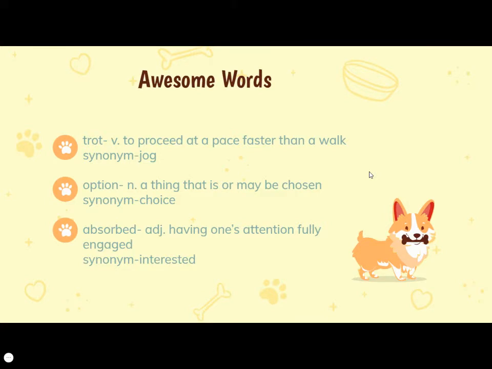Some awesome words to look at before we read. Trot. Say the word. Trot. Trot is a verb. It means to proceed at a pace faster than a walk. A synonym for trot is jog. Option. Say the word. Option. Option is a noun. It is a thing that is or may be chosen. A synonym for option is choice.